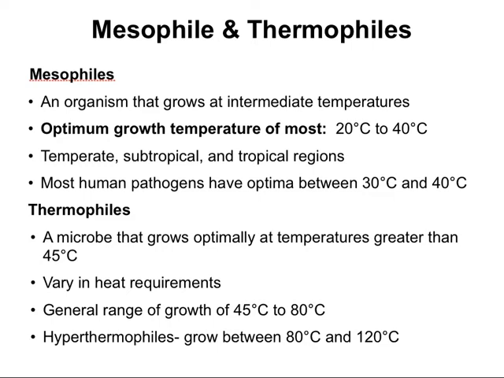Thermophiles inhabit soil and waters and are associated with volcanic activity, compost piles, and areas that are directly exposed to the sun. They grow optimally at temperatures greater than 45 degrees Celsius. However, they have a very wide range. Most eukaryotic forms cannot survive above 80 degrees C. However, there are hyperthermophiles that can grow anywhere from 80 degrees C to 120 degrees C. Now, 120 degrees C is sort of understood as the highest temperature at which enzymes can function.